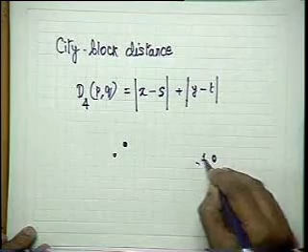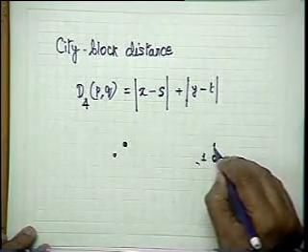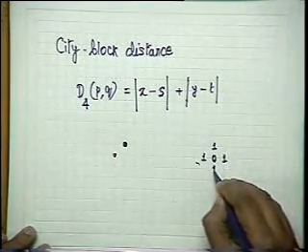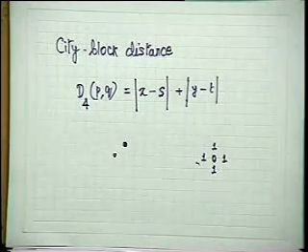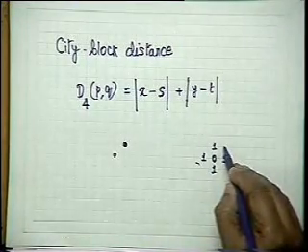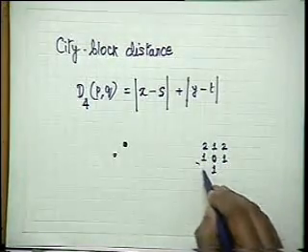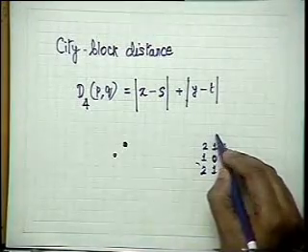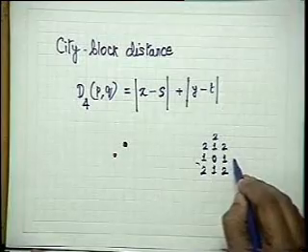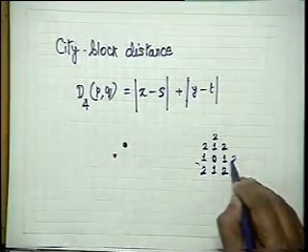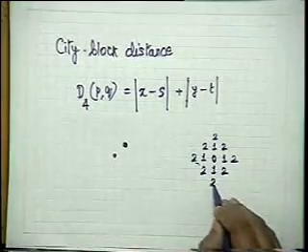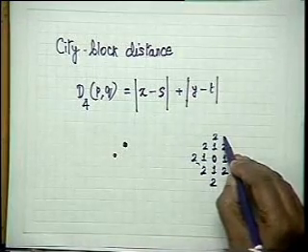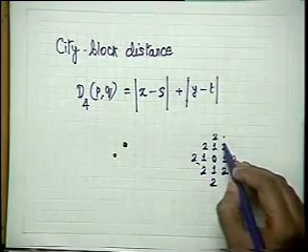Pixel immediately to the left, 1. Immediately on the top, 1. Immediately on the right, 1. Immediately down, 1. What about the distance of this pixel? 2. Here 2, 2, 2. What about here? 2 pixels up, 2. Here 2 pixels on the right, 2. This one again 2, this one again 2. What is the distance of this pixel? Just think of whether it is 4 or 3.